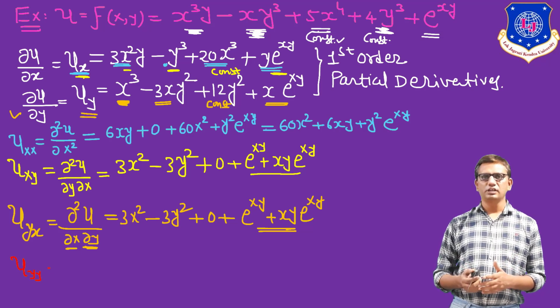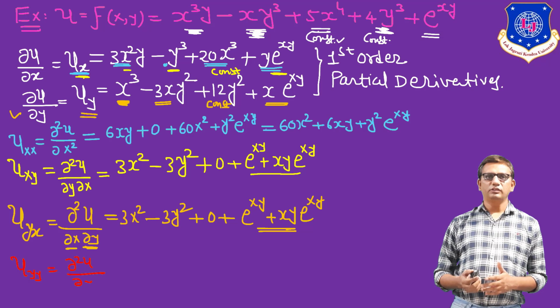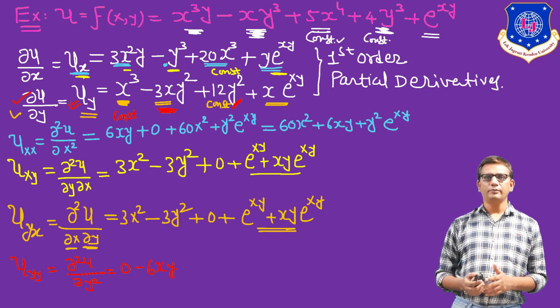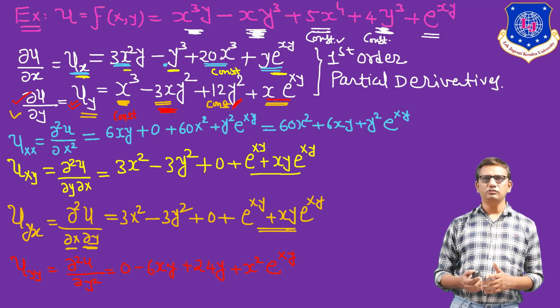And now we will find u_yy, that means del square u by del y square. The first term is constant because it contains only x, no term of y, then minus 6xy, and then we have 24y, and the last term will be x square e raised to xy. So these are the second order partial derivatives of our function u of x and y.